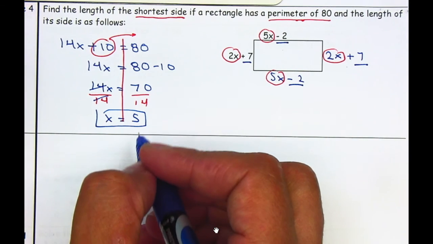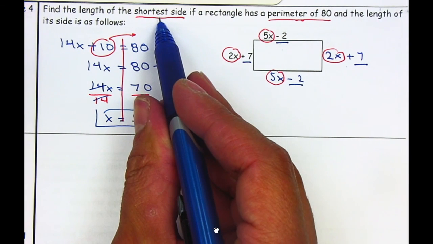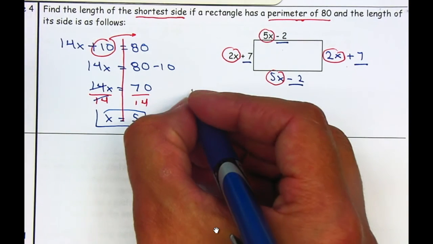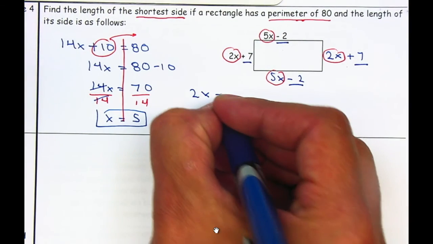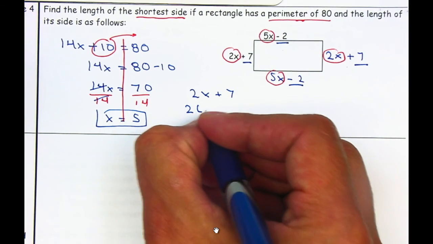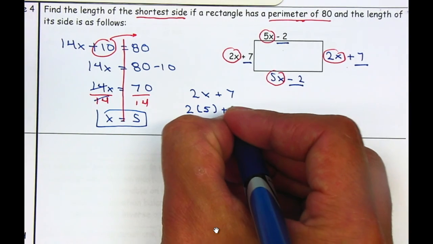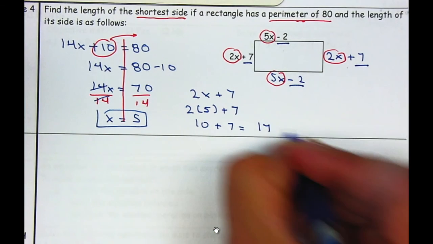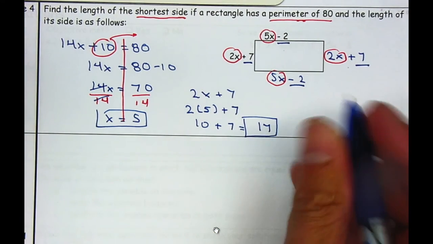Now that is not my answer. I'm looking for the shorter side. So the shorter side will be the height. I'm going to substitute. That will be 2x plus 7. Instead of the x will be a 5. That will be 10 plus 7. My answer will be 17. So this is the shorter side.